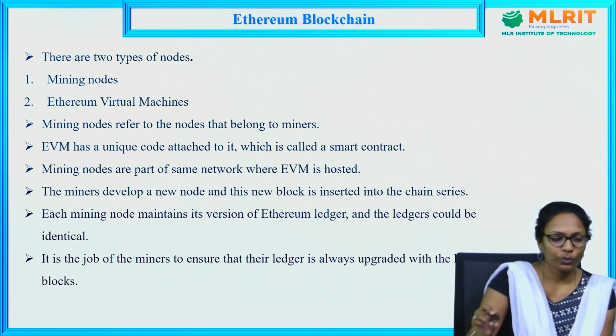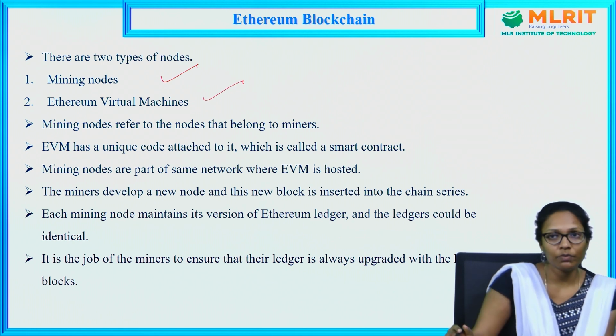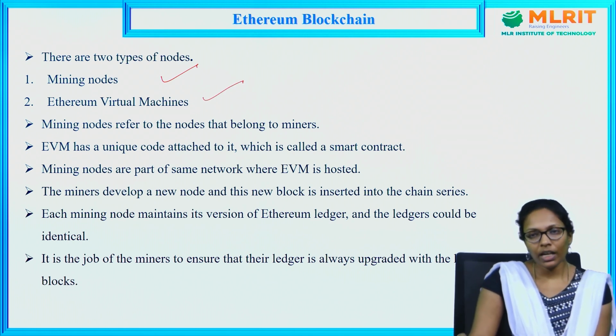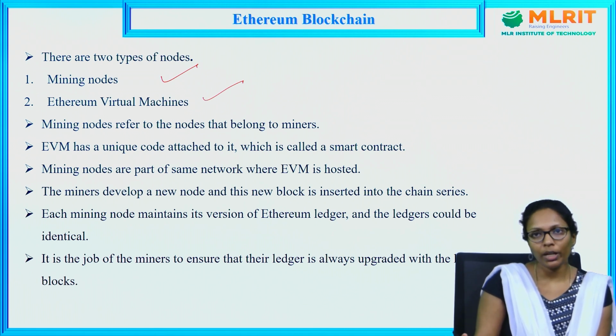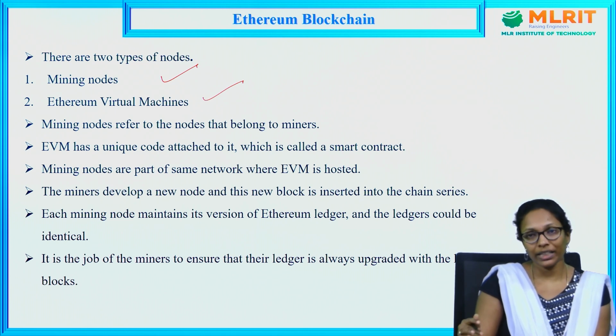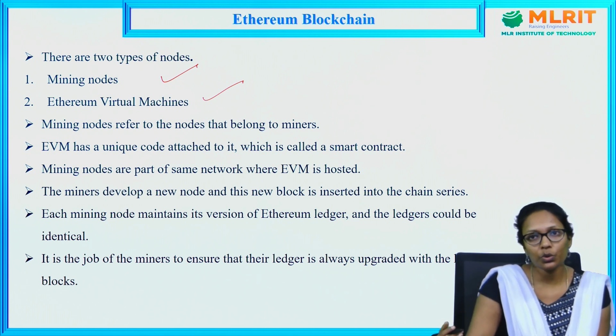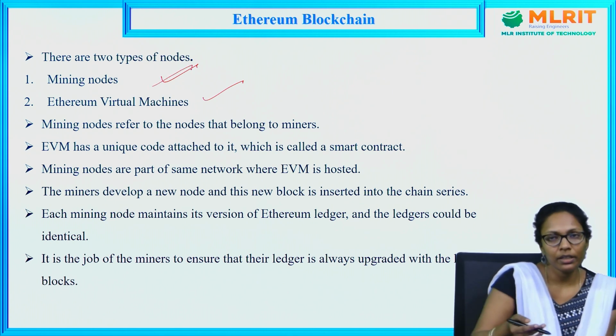So there are two types of nodes: one is the mining node and the other one is the Ethereum virtual machine. We have some set of nodes in our Ethereum blockchain, and those nodes will be divided into two categories. One is mining nodes and the other one is the Ethereum virtual machine. A mining node is nothing but a normal node which maintains a ledger of the transactions. What transactions are there? What are the incoming transactions? Or if the miner wants to propose some new transactions, he can also propose. After approval, he can update his own ledger, as well as inform other nodes to update, right? So that's the main duty of the miner, the normal node.